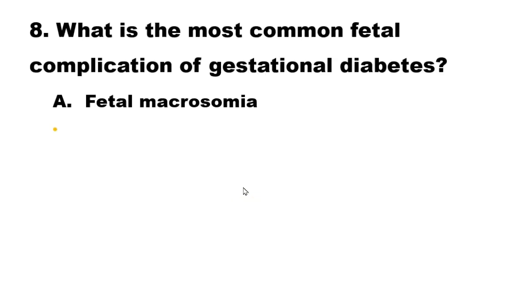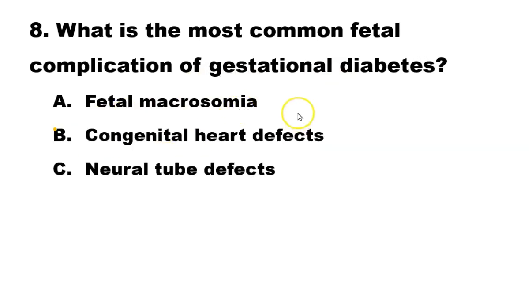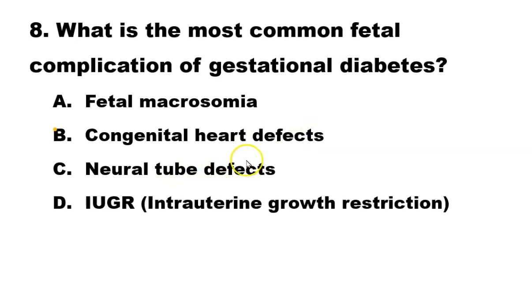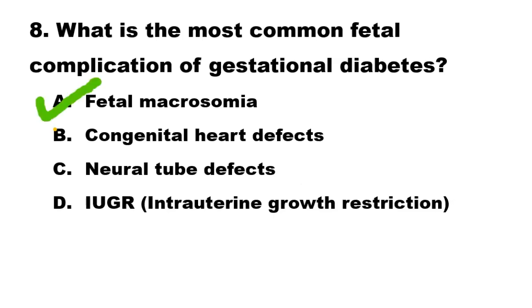The next question: what is the most common fetal complication of gestational diabetes mellitus? A. Fetal macrosomia. B. Congenital heart defect. C. Neural tube defect. D. IUGR or intrauterine growth restriction. The correct answer is fetal macrosomia.